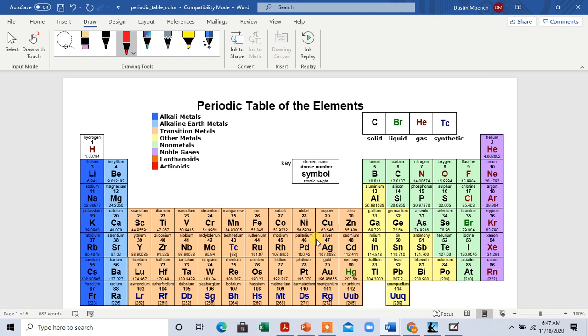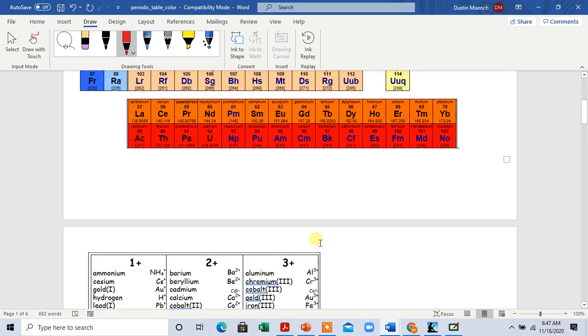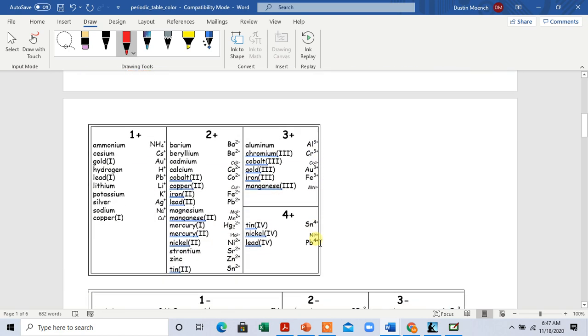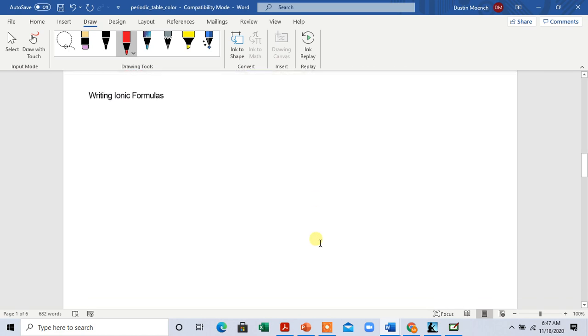All right, so I have my periodic table here and my polyatomic ion sheet because I'm going to need both. And we're going to write ionic formulas. So, what are the steps to write an ionic formula? Let's use an example. Let's say that we were given copper 2 sulfate.